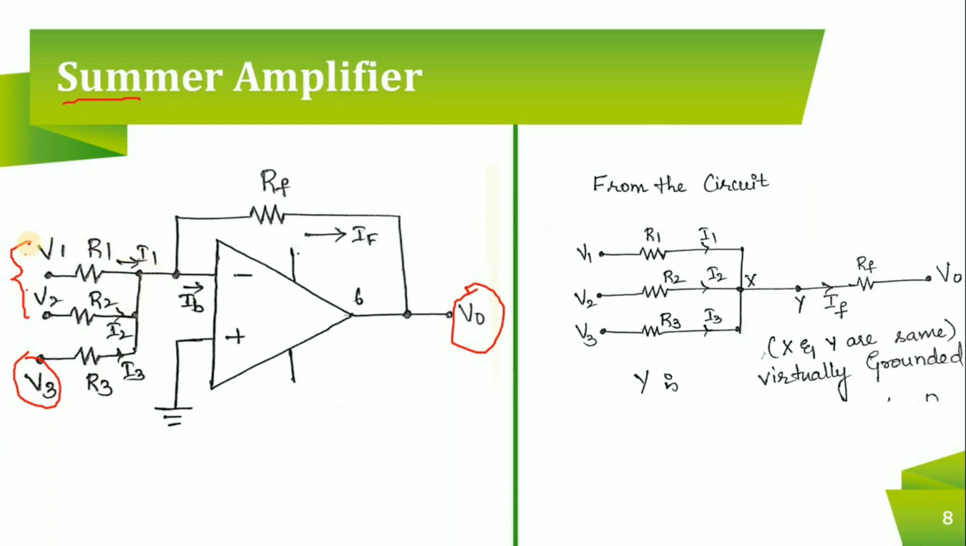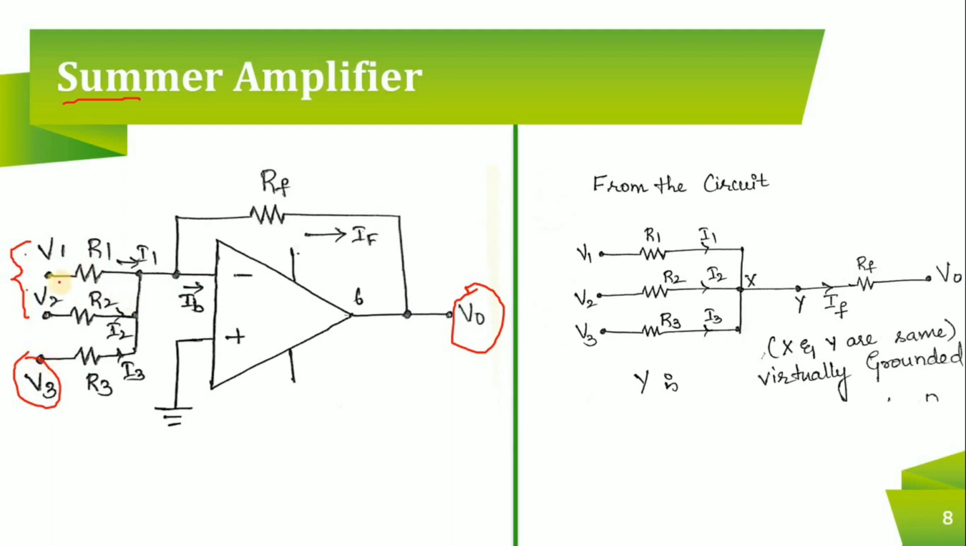Okay. So if you closely look at the circuit, if I assume that all these three inputs are one input, then this circuit looks like an inverting amplifier. It looks like an inverting amplifier, right? So we are analyzing this circuit as an inverting amplifier now. V1, V2, V3 are the individual DC inputs.